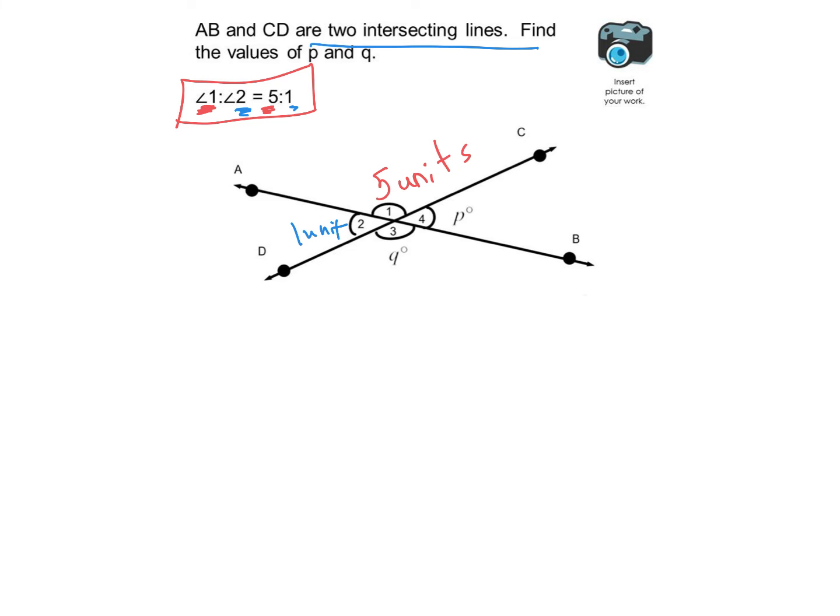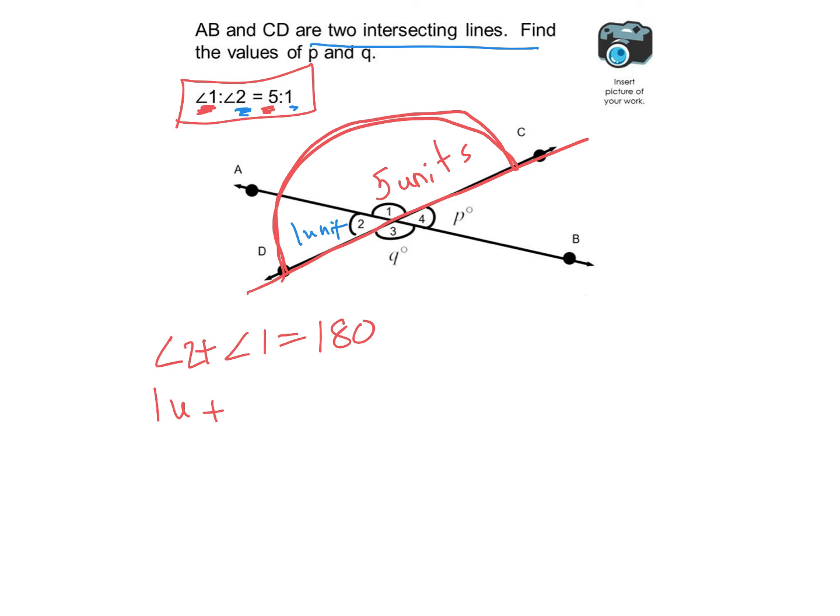So I need numbers. So I know this is a straight line. So if I go like this, I know that those two angles that went through are equal to what? Hopefully you said 180. Angle 2 plus angle 1 are equal to 180. Angle 2 is 1 unit. Angle 1 is 5 units. Remember, we're abbreviating U for units. That equals 180. So I just substituted the number of units in for each angle. So now I'm going to solve it.